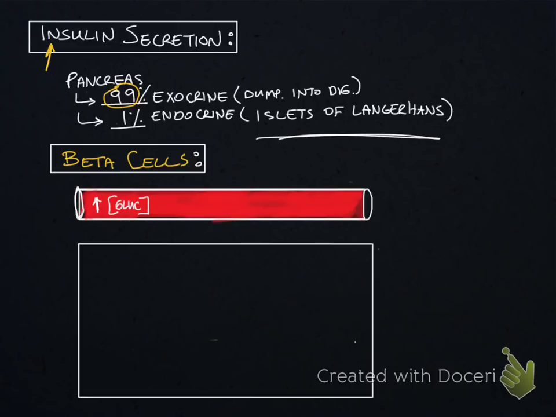And they come from sections in the pancreas called islets of Langerhans. One of these cells are called beta cells, and the beta cells are the ones that make insulin. Beta cells make insulin. So this is going to be our beta cell.